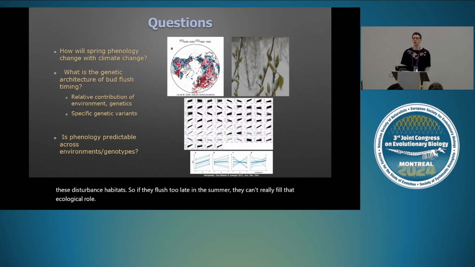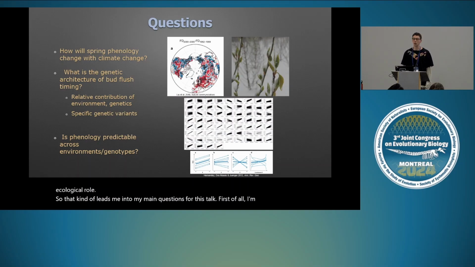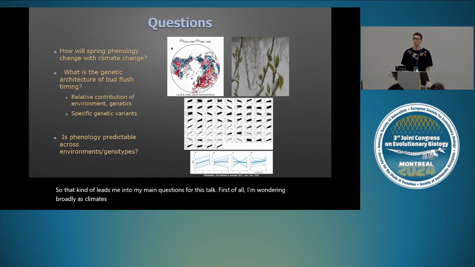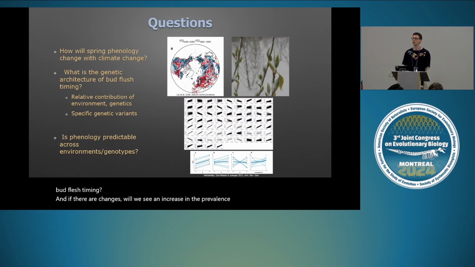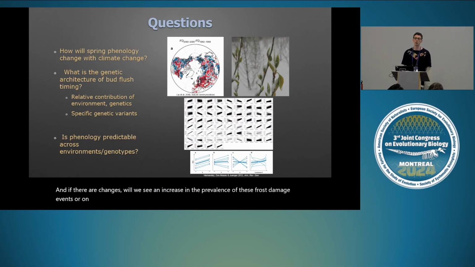So that kind of leads me into my main questions for this talk. First of all, I'm wondering broadly, as climates change, will we see changes in spring phenology in trees, specifically in bud flush timing? And if there are changes, will we see an increase in the prevalence of these frost damage events? Or on the flip side, might we see trees missing out on potential longer growing seasons by not flushing early enough? Or it could be that the plasticity of this trait is of the nature that trees are able to track changes in the growing season.